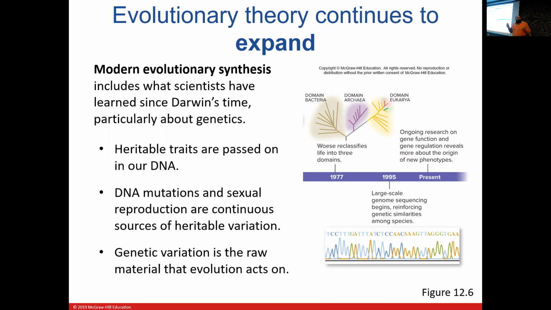Now, those heritable traits are passed on in our DNA, right? It all goes back to that central dogma of biology. And ultimately, DNA mutations, sexual reproduction, and all these other things are continuous sources of heritable variation. In other words, you have all these extra offspring, they have all this extra diversity, and the ones that are successful are the ones that are going to continue to reproduce. And finally, genetic variation is the raw material that evolution acts on. If you don't have that variability, there's no way you can actually have any evolution occur.